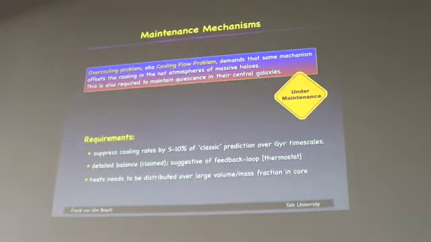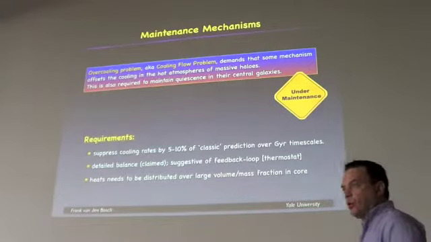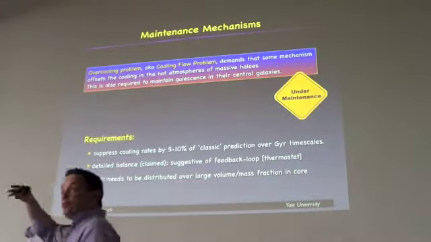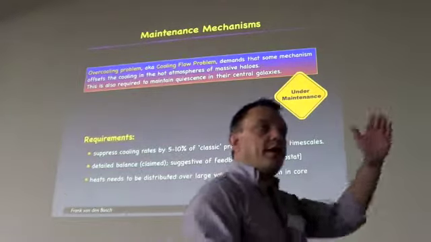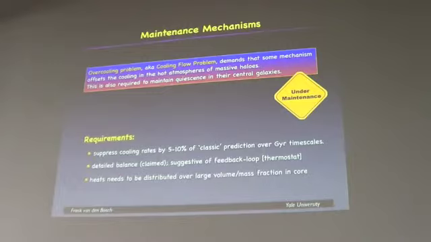The requirement for whatever process we invent to do that is that it suppresses the cooling rates, not necessarily completely stopping cooling, but bringing it down at least by an order of magnitude compared to the classically inferred cooling rates. So not necessarily zero, but the problem is you need to do that over cosmological timescales. Most people claim that you need to do that with a very detailed thermal balance, meaning that the cooling and the heating rates need to be very tightly coupled, so that there's almost no net cooling.